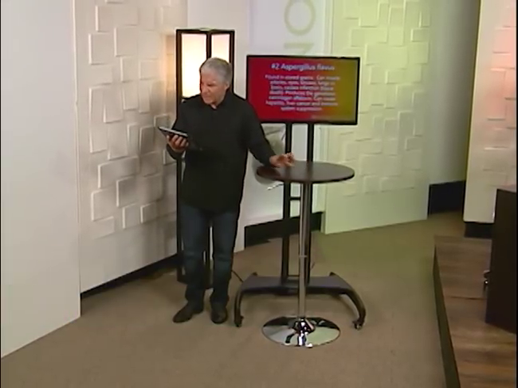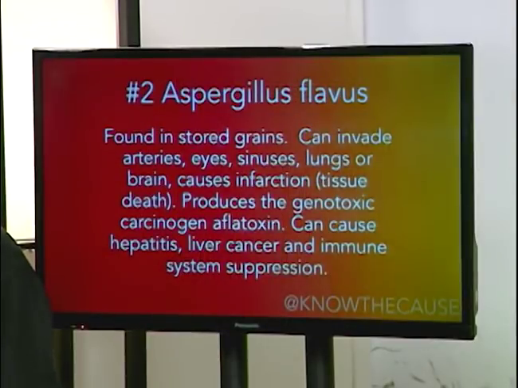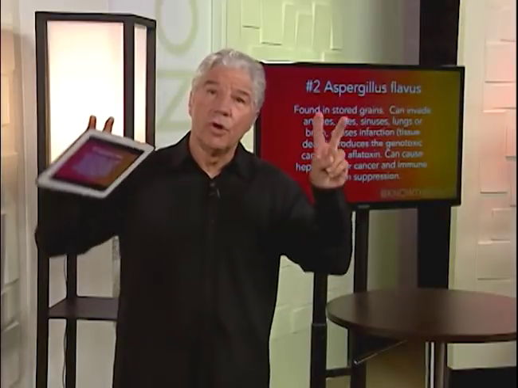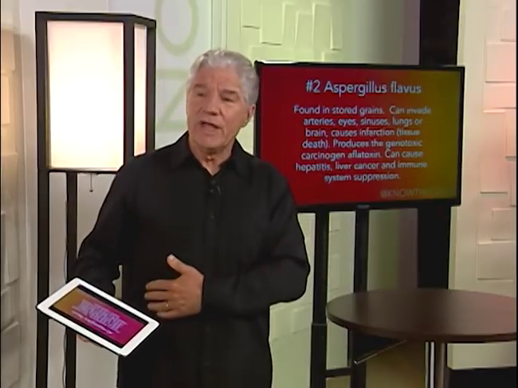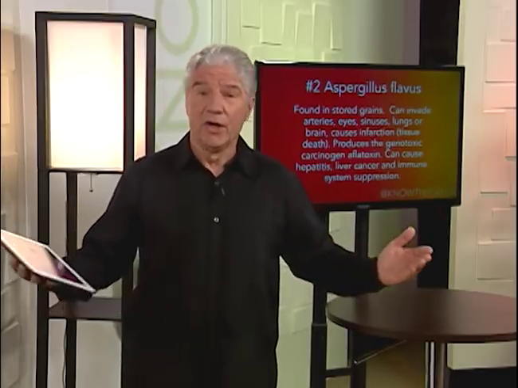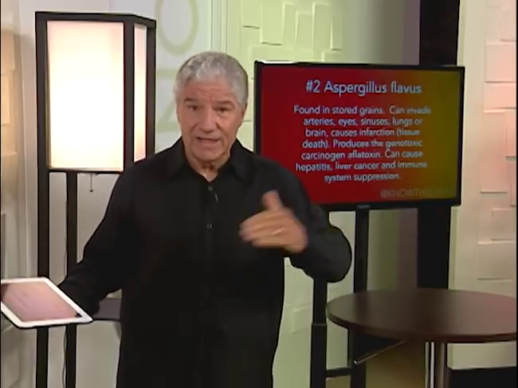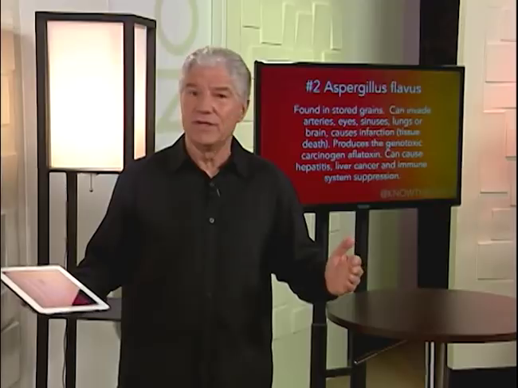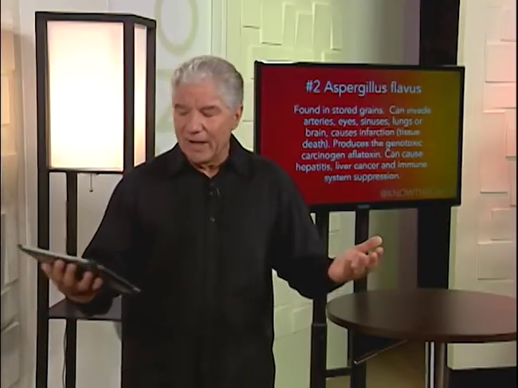Then there's flavus, okay, Aspergillus flavus, found in stored grains. It can invade your arteries, eyes, sinuses, lungs, or brain, causes infarction, it's called tissue death, produces the genotoxic carcinogen called aflatoxin. It can cause hepatitis, liver cancer, and immune system suppression. Wait a minute, if a fungus causes liver cancer, is it really liver cancer or is it liver fungus? Should every liver cancer patient first go on antifungal drugs and our phase 1 diet to see if you can starve it and kill it? I think so, but folks, our oncologists today don't go that way. They don't know anything about this fungus, okay?